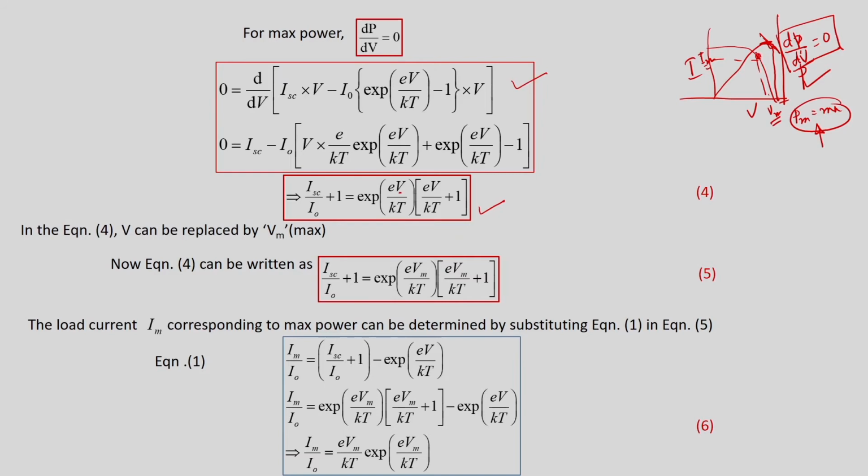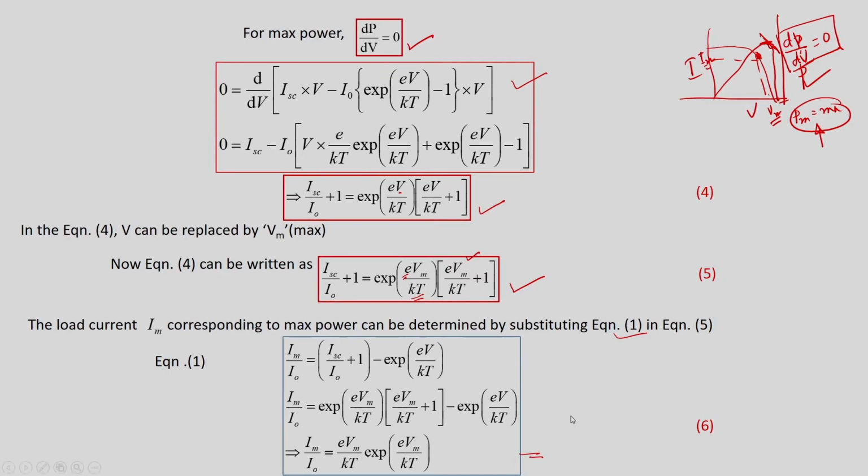At these conditions, where dP by dV is 0, we can have this expression for Vm. By using this expression, we can calculate the value of Vm once we know Isc and I naught. Since these values are known, we can have Vm. And the load current Im corresponding to maximum power can be determined by substituting equation 1 in equation 5. By using this and simplifying, we can have this expression.